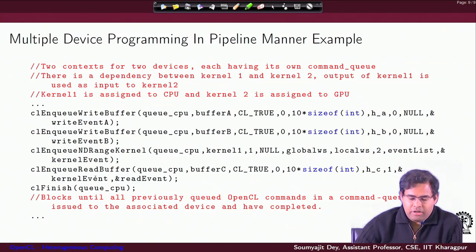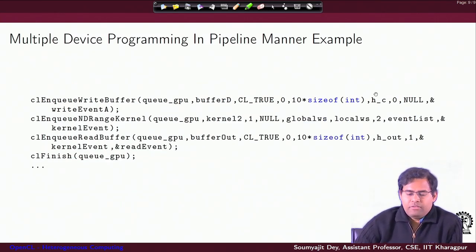So I have a read buffer now, which is ensuring that the kernel is executed through this event dependency of kernel event, and then it reads back. It reads back the content of buffer C to the host side memory HC, and then this is being written by a write buffer command, which is writing HC into some buffer D in the context of the GPU.